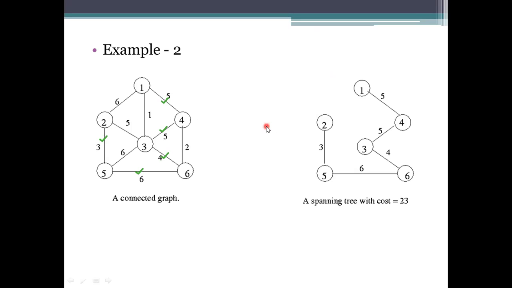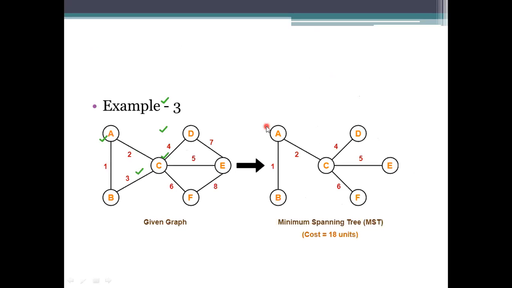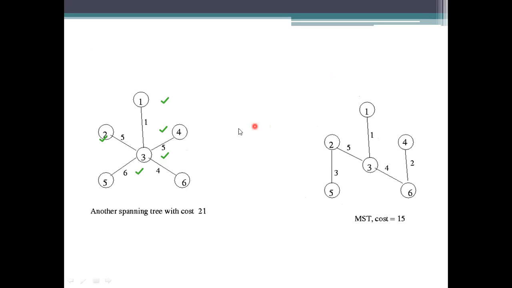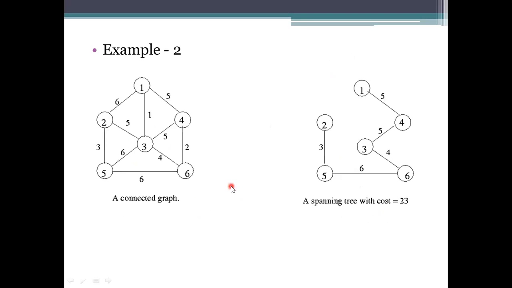Coming to the next representation, this one uses these edges to connect everything, and the cost is 21. The other one here is this representation, and the final cost is 15. So if you use as many vertices and as many edges for the representation, it will be crucial to draw the spanning tree also.